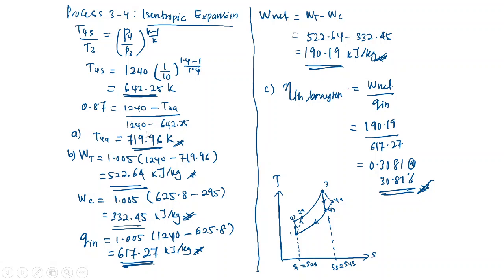From this, we can calculate the actual work turbine, the actual work compressor, and also the heat injected into the system. From these, we can calculate the efficiency. The work net is work turbine minus work compressor, divided by Q in, the heat injected into the system. So we have an efficiency of 30.81%.